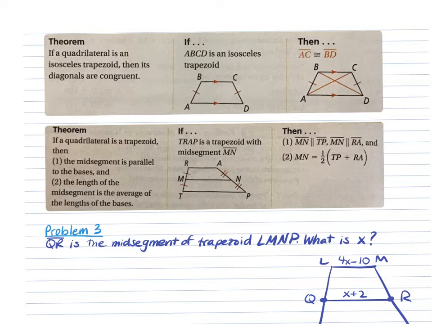And then we have another theorem that talks about the midsegment of a trapezoid. So if a quadrilateral is a trapezoid, then the midsegment is parallel to the bases, and the length of the midsegment is the average of the lengths of the bases. So here is a midsegment right here. It's the midpoint of one leg, midpoint of another leg, and they're connected. This is going to be parallel to the bases. And then the length of this midsegment is going to be the average of these two bases. So let's look at that in a problem.